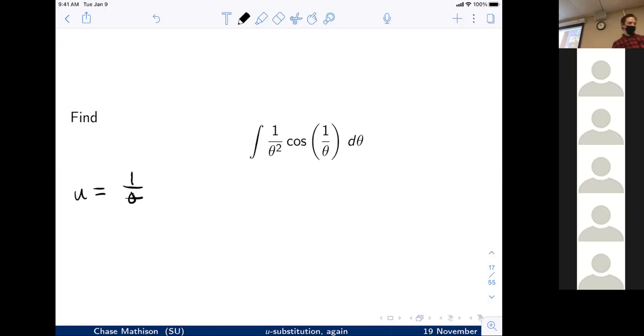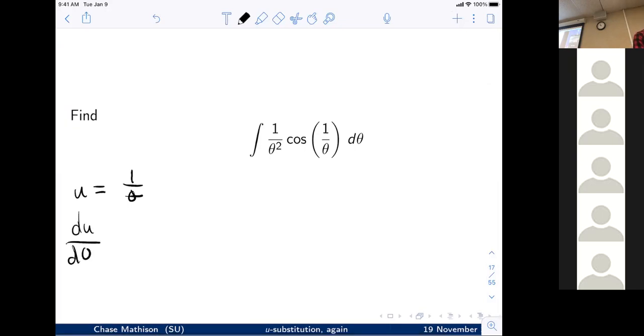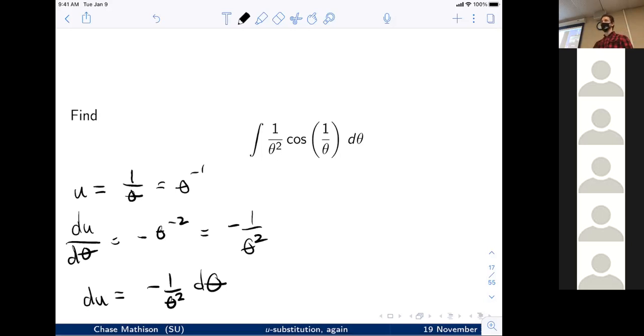Very good. Then that makes du d theta. Well, 1 over theta is theta to the minus 1. So what's the derivative of theta to the minus 1 with respect to theta? Negative theta to the minus 2. Perfect. Negative theta to the minus 2, which now I'm going to rewrite as minus 1 over theta squared. Okay, so then that tells me that du, just multiply d theta over to the right, du is negative 1 over theta squared d theta.